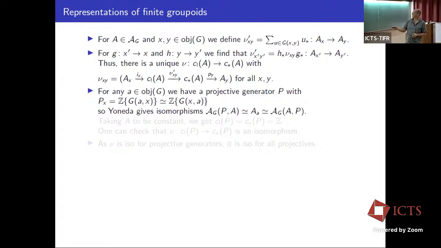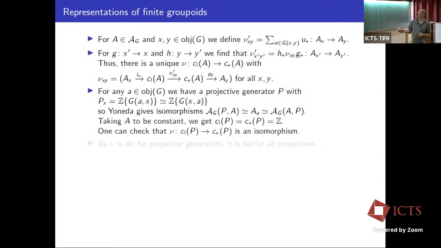And using this description, the Yoneda lemma, you find that morphisms from P to A is isomorphic to the value A(A). And using this second description and the Yoneda isomorphism, you see that homomorphisms from A to P also biject with the value of the functor at A. And just take A to be a constant functor.